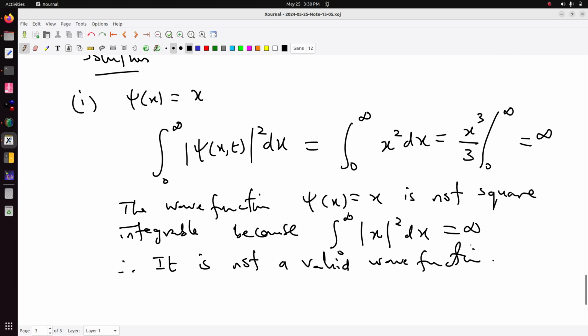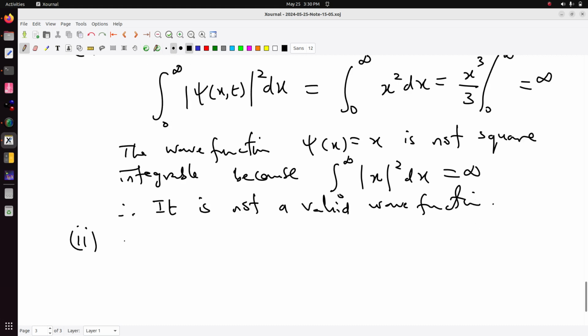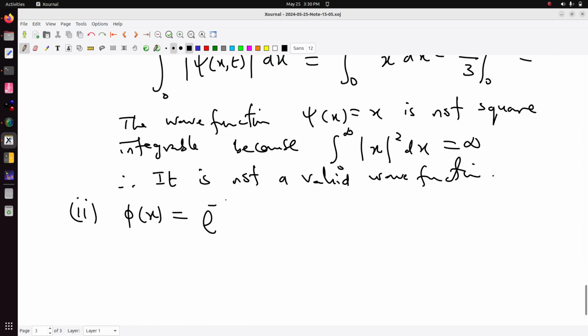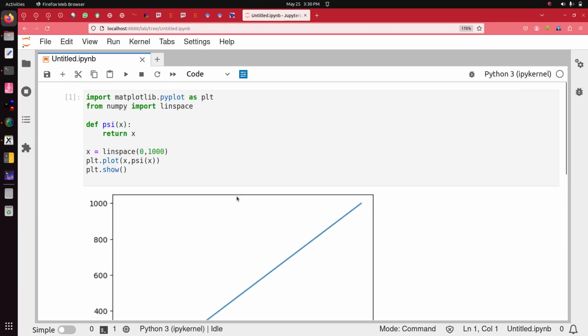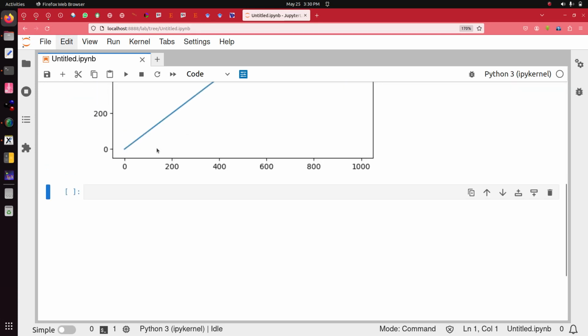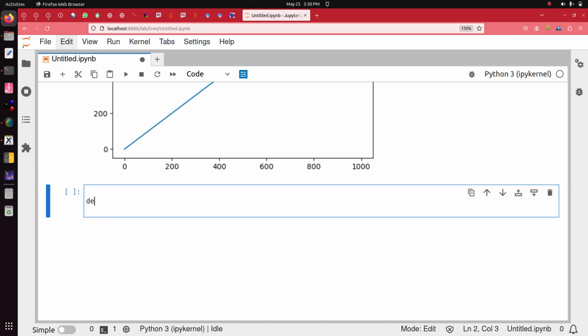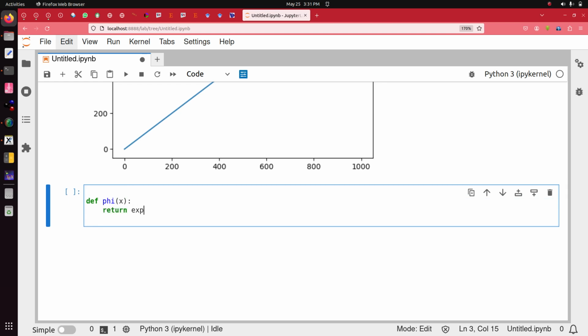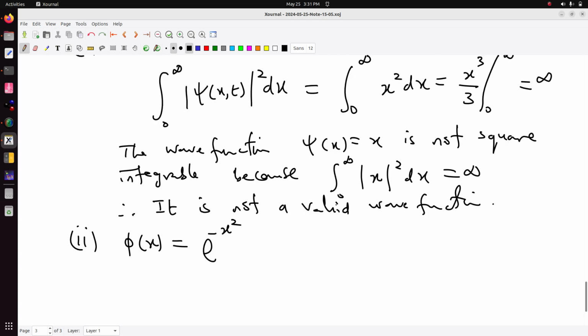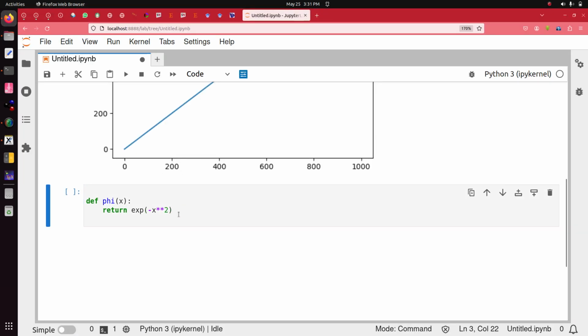Okay, now let's check the second case. We are given phi of x equals exponential minus x squared. Again, we can plot the graph for this. So let's define phi depending on x, then return exponential minus x squared.